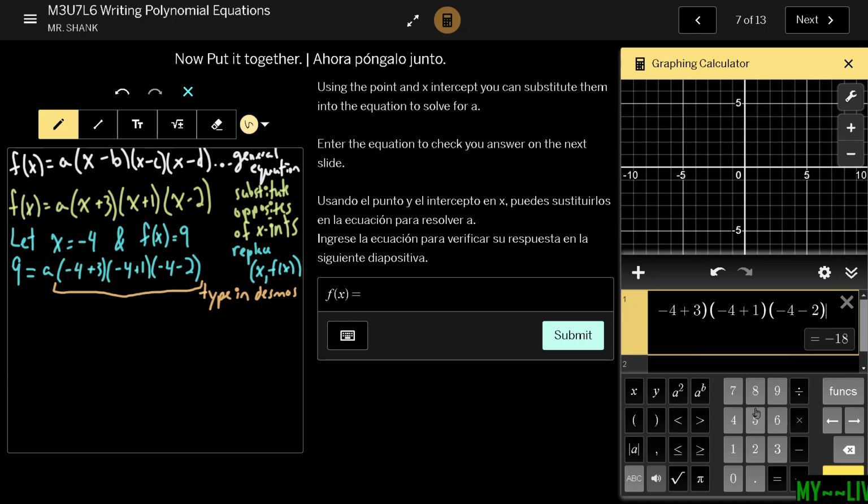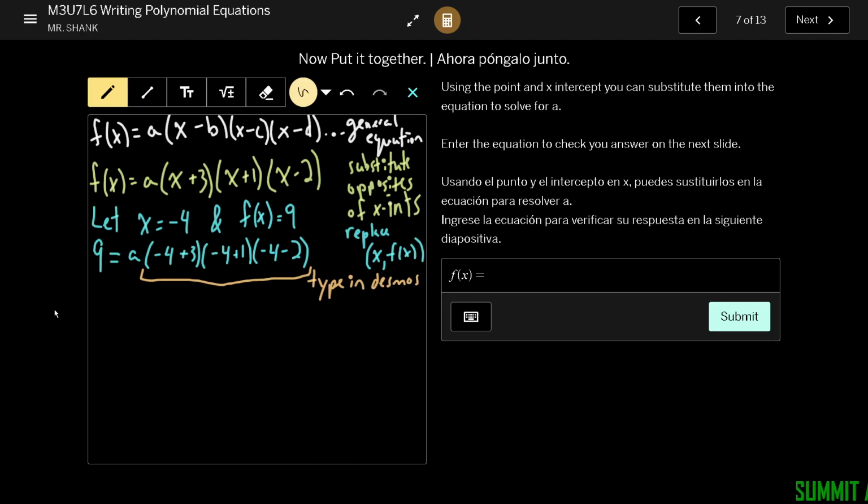What it's going to do is calculate that right side for you. And a lot of people say, hey, that's my answer. Not quite. All I did was type in that right side that I underlined. Those 3 sets of parentheses are going to be equal to negative 18. So that's what I'm going to write underneath. I'm going to say 9 equals a times negative 18. Really simple now. Again, I type that into Desmos. I have to now divide both sides.